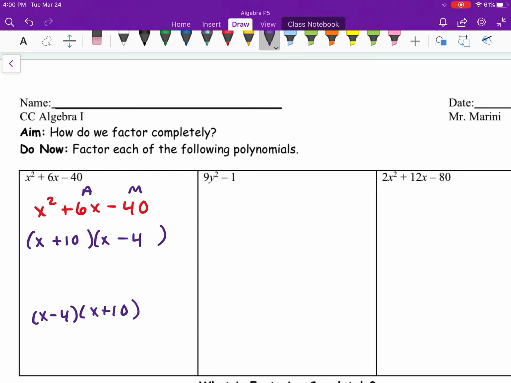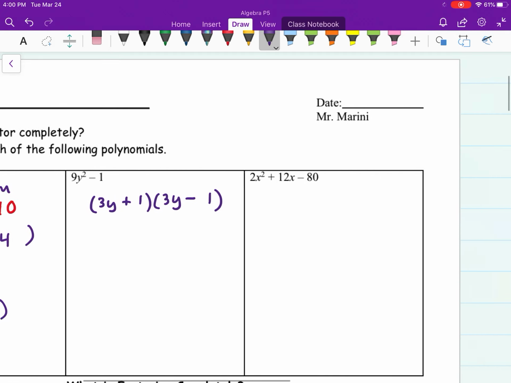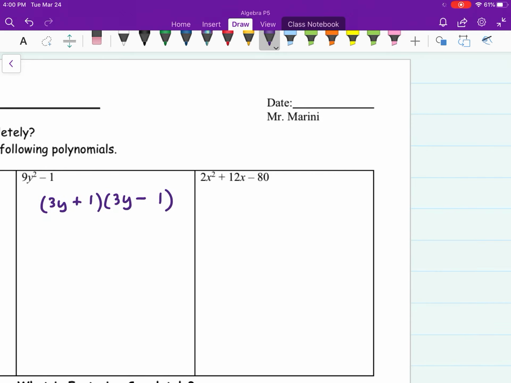9y squared minus 1, that's the difference of two perfect squares. What times what gives you 9y squared? That would be 3y times 3y. And what times what is 1? That would be 1 times 1. And remember the rule for DOTS is one gets plus and one gets minus.